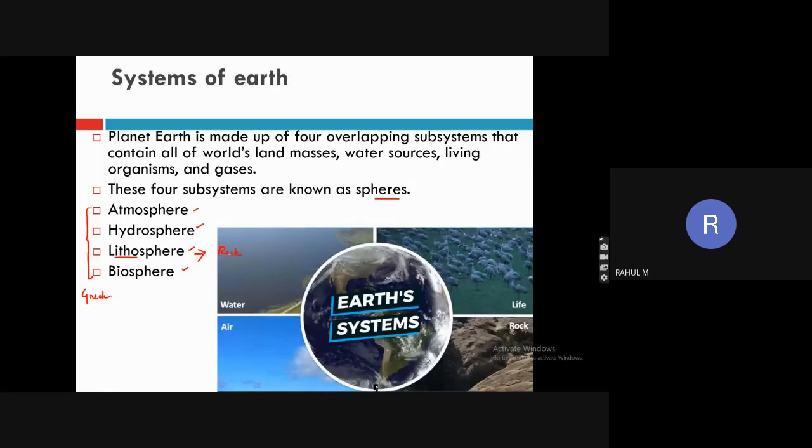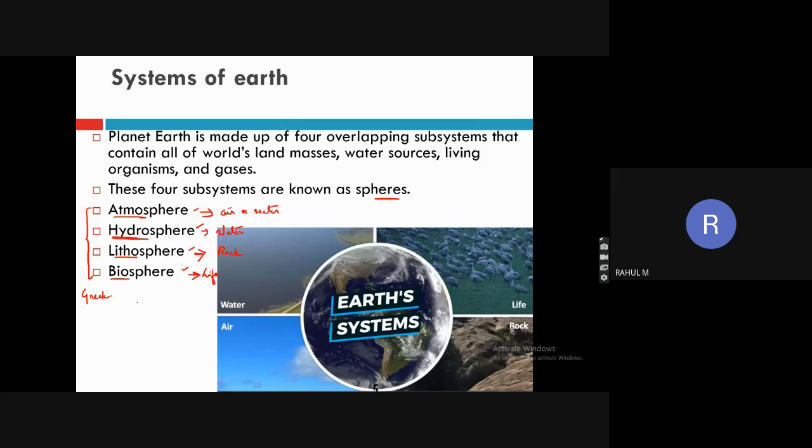So it means rock. Okay, litho actually means rock. Then what does the term hydro mean? Hydro. Water, exactly, right. Hydro means water. Okay. Biosphere. Bio means life. Yes, exactly. Bio means life. And atmosphere. Atmos means air. Air or water. Exactly.